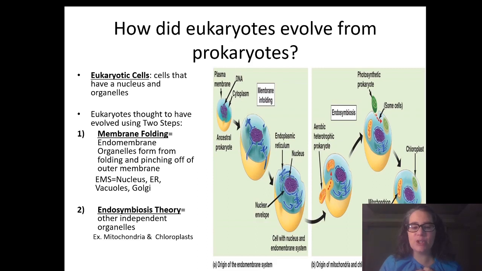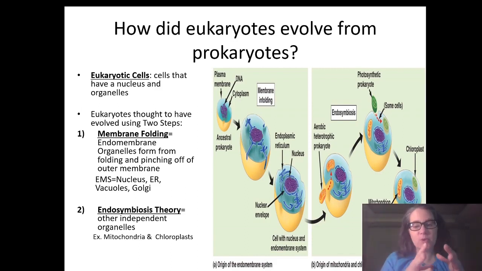And we think that eukaryotes evolved from a 2-step process. The first step is that the outside membrane in these liposomes can pinch and fold, and in cells, even vesicles, we call them, are little pinched off pieces of membrane that travel throughout the cell. This pinching off and folding of the outer membrane, we believe, would have been step one to create the endomembrane system of organelles.